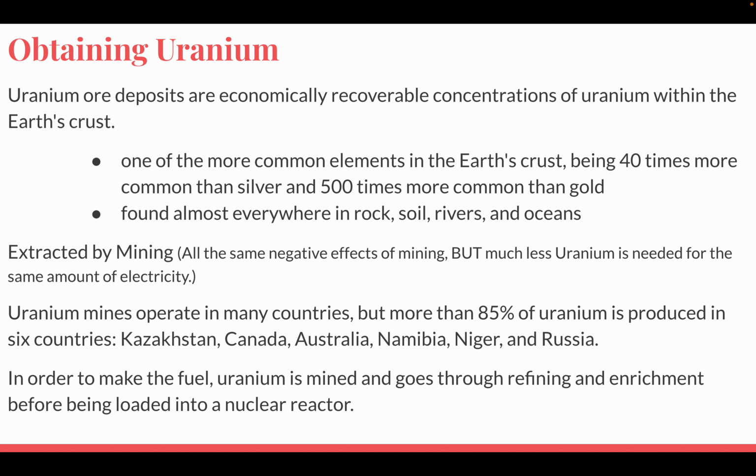We are going to extract it by mining. Now, that means we're going to have all the effects of mining, but remember what we said earlier, I don't need a lot of uranium to make a lot of energy or to generate a bunch of electricity. So you kind of minimize the effects there. Uranium mines can be found in a lot of places, but most uranium is produced in these 6 countries. So you have Kazakhstan, Canada, Australia, Namibia, Nigeria, and Russia.